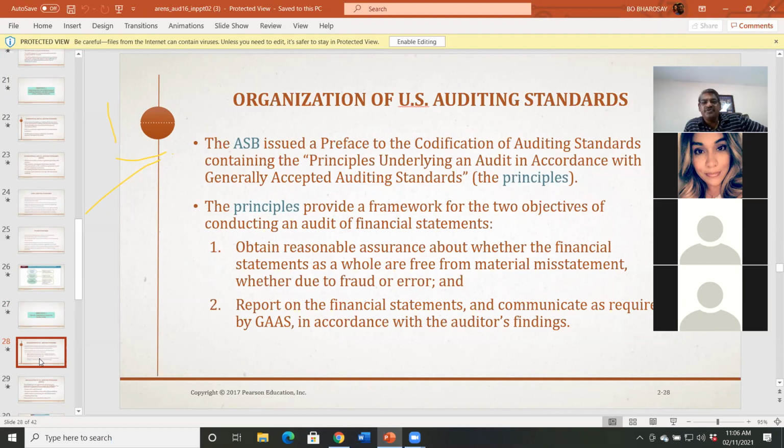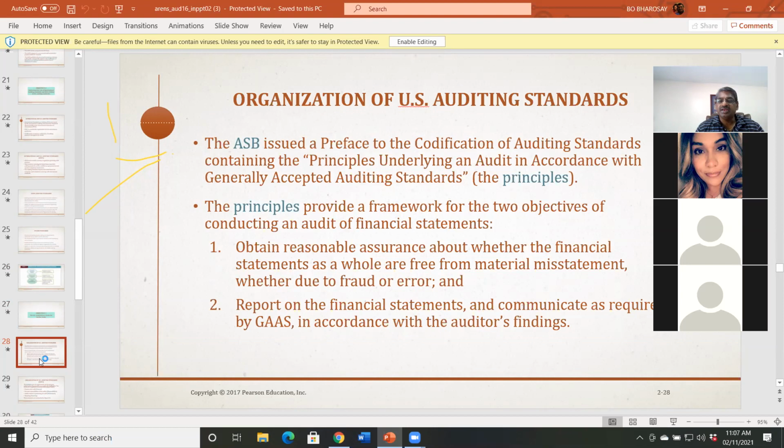The ASB issued a preface to the codification of auditing standards containing the principles underlying an audit in accordance with generally accepted auditing standards, which they call the principles. In that diagram, figure 2.2, the principles underlying the audit are broken up into 4 parts. The purpose of the audit. The purpose of the audit is to provide an opinion on the financial statements.